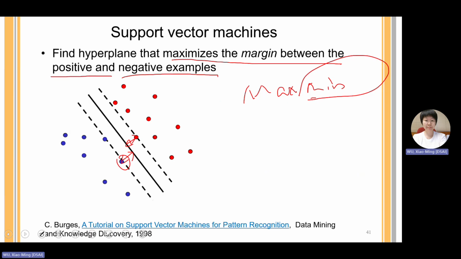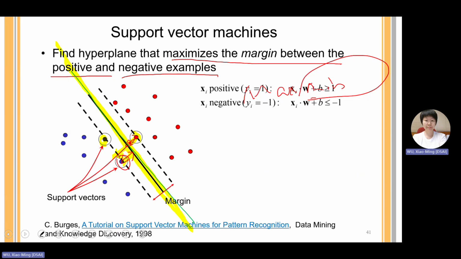Anyway, we won't go into details. Intuitively, you can understand it like this: the yellow one is the best hyperplane because the distance to the supporting vectors is maximized, so it's likely to generalize well on test data. So I won't go into details.